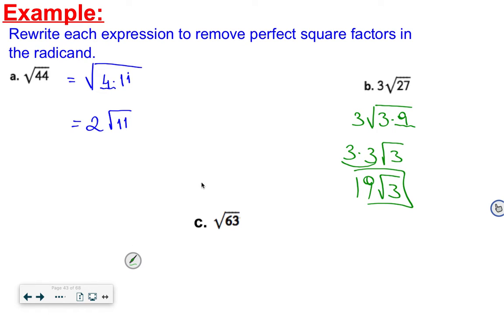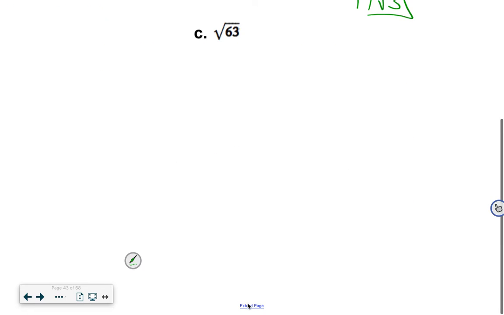Next one, radical 63. What are the two factors of radical 63? 9 times 7. As you see here, 9 is the greatest perfect square. I can take the 9 out of the root as a 3. 3 radical 7 is your answer.